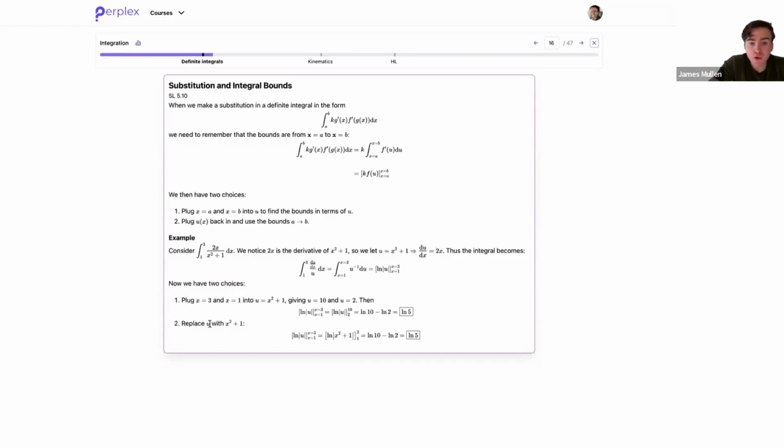Now, if I put u equals x squared plus 1 back in, I would get ln of the absolute value of x squared plus 1, and I just plug in 3. That gives me ln 10 minus, if I plug in 1, ln of 2, that's ln 5.